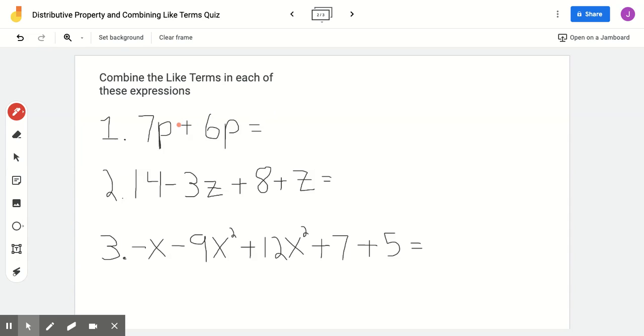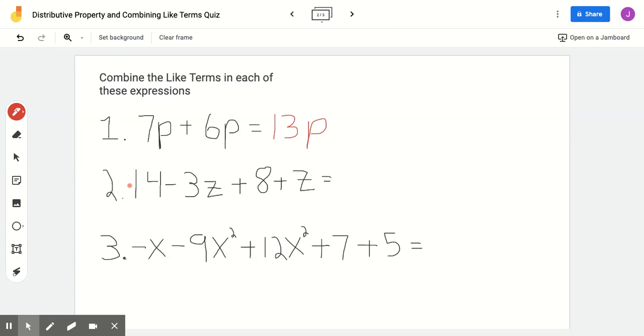Okay, so 7p plus 6p, they're like terms because the variable is the same, p and p, and the variable is to the same power, 1 and 1. So we can go ahead and combine these. When we combine them, remember we just add the coefficients together. So 7 plus 6 is 13. So we get 13p is our variable.